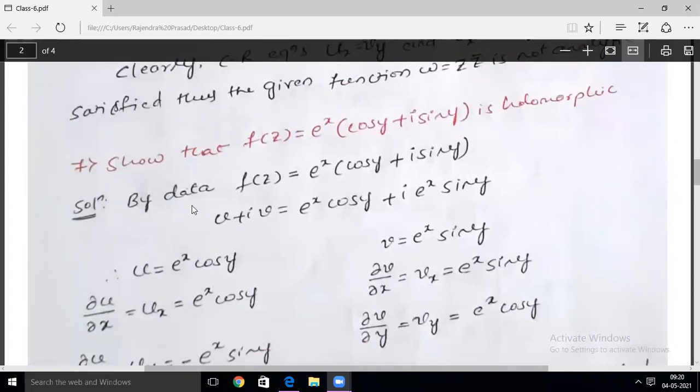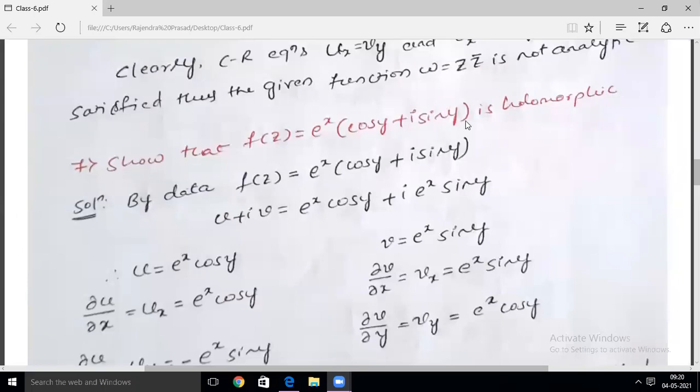Next, show that f of z is equal to e power x into cos y plus i sin y is holomorphic. In the beginning I said holomorphic is nothing but analytic, nothing but regular. An analytic function is also called a holomorphic function or regular function. Suppose it is given like this, f of z is holomorphic, that is nothing but analytic. We have to show that the given function is analytic.